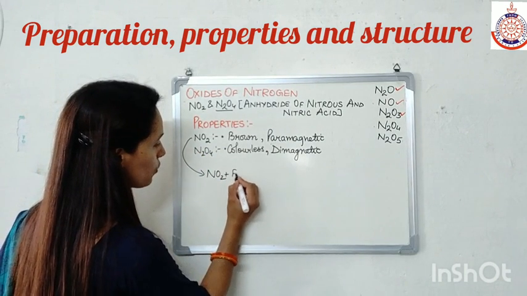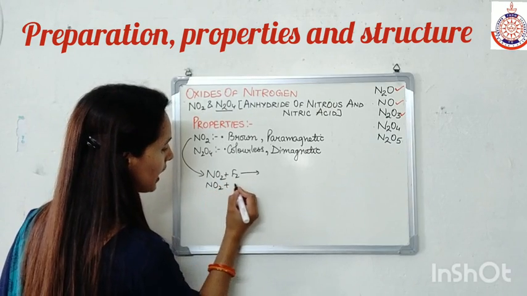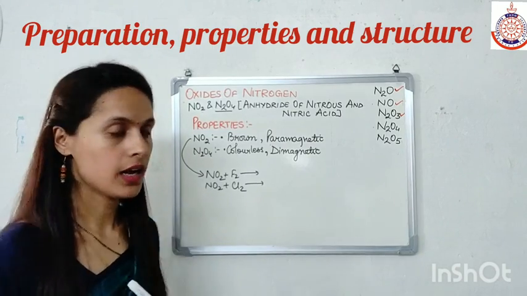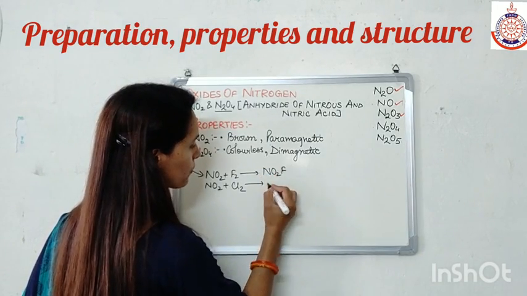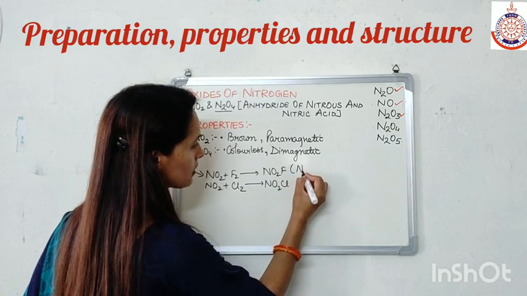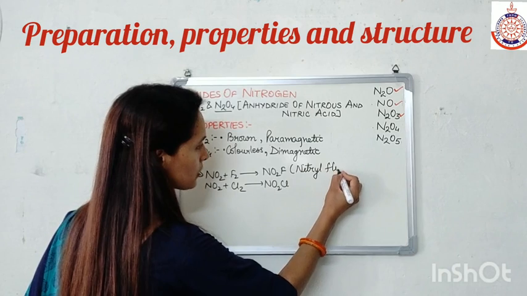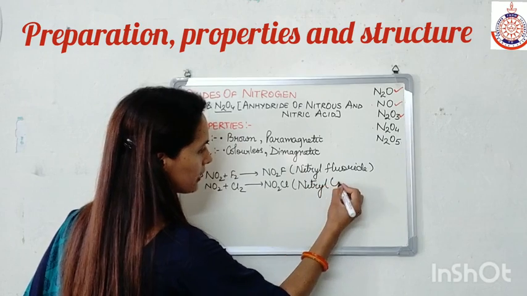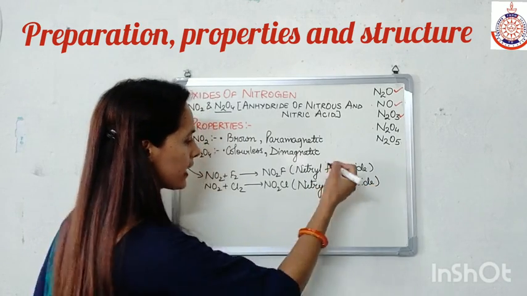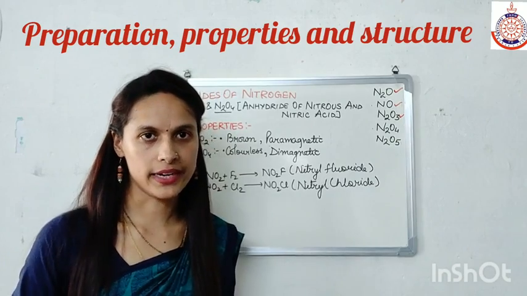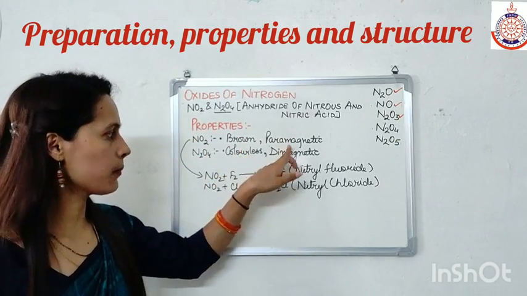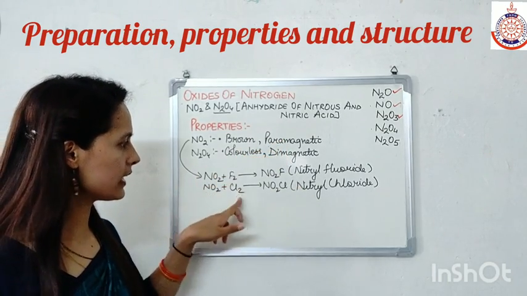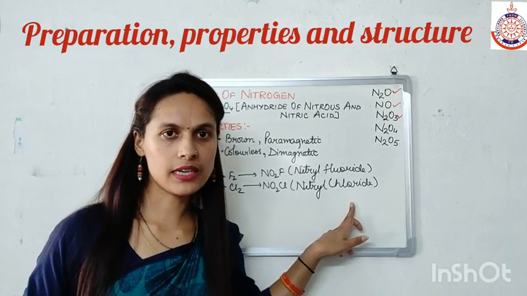easily reacts with F2 or Cl2 to form nitryl compounds, NO2F and NO2Cl. The above one is nitryl fluoride and the lower one is nitryl chloride. So it is brown and paramagnetic, while N2O4 is colorless and diamagnetic. Due to its paramagnetic nature, NO2 readily reacts with these two compounds to form nitryl compounds.